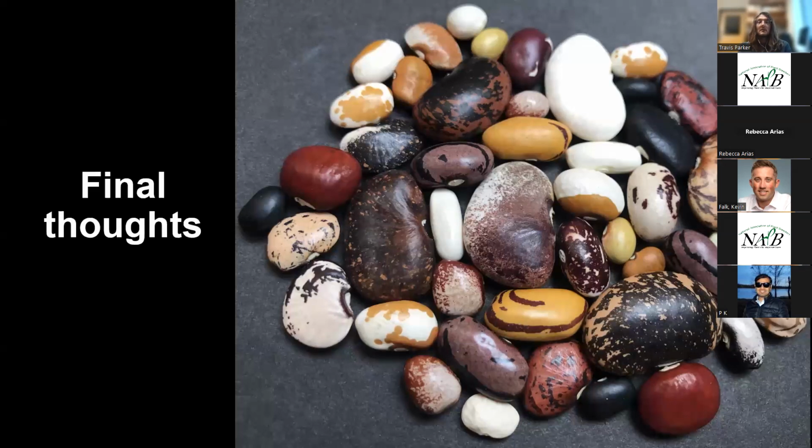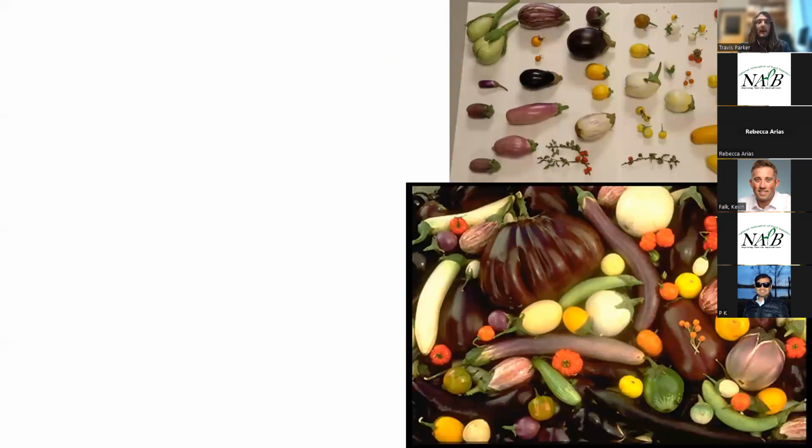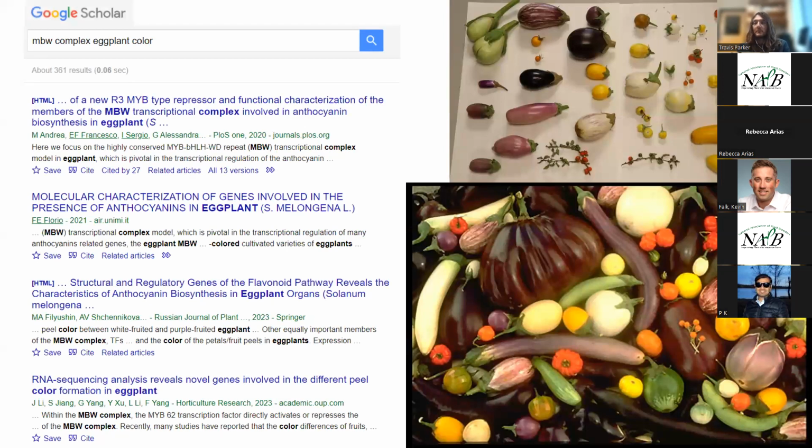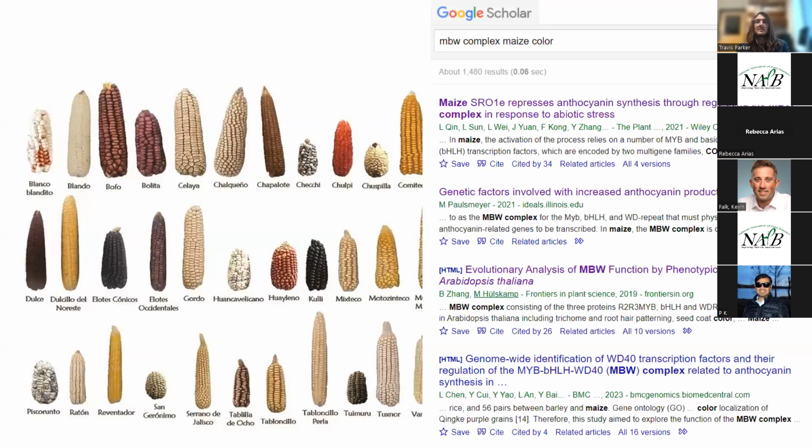And then I just want to conclude with some final thoughts. Going back to this eggplant diversity, for example, if you look up these MBW complexes and their effects on lots of different things, you'll see that their role is really broad. It's not just in seeds, but they are really important for the activation of pigmentation pathways across many different organisms. So this is a dicot and this is a fruit, but then we could also look at maize, which is a monocot, and back to seeds here, more or less. And then again, MBW complexes.